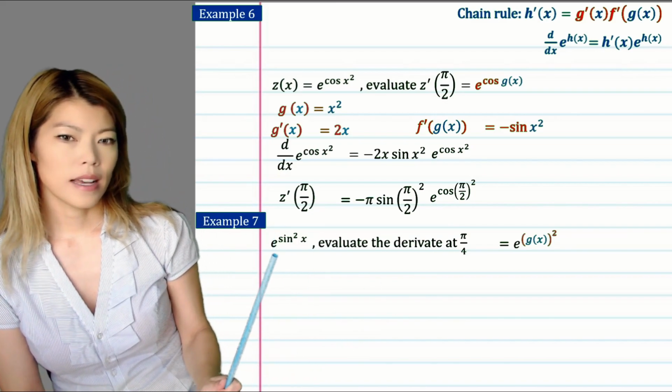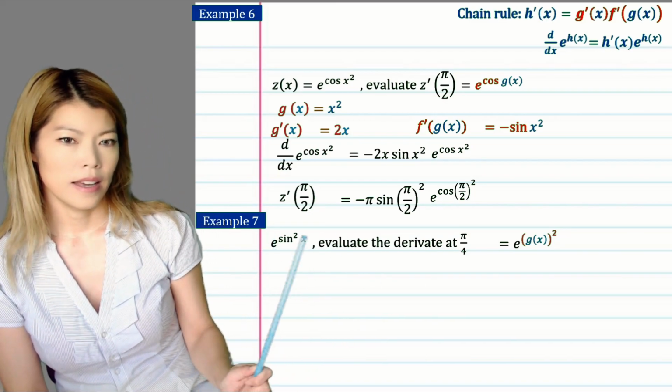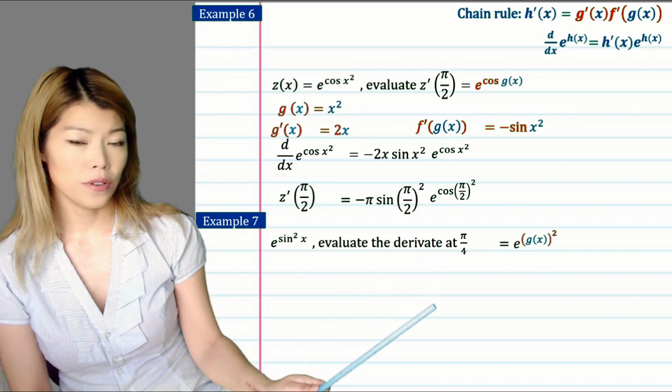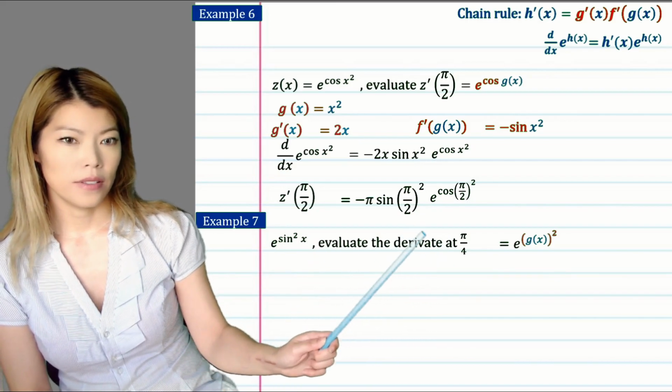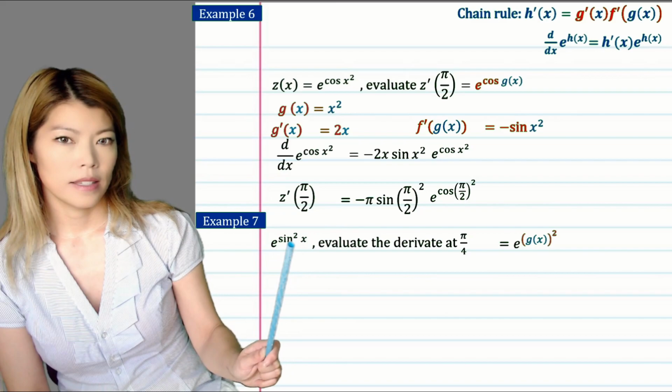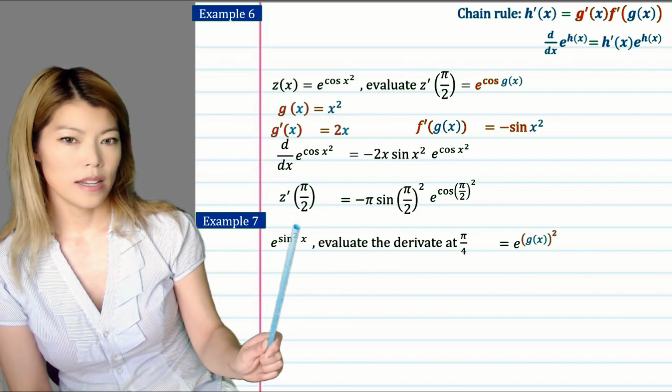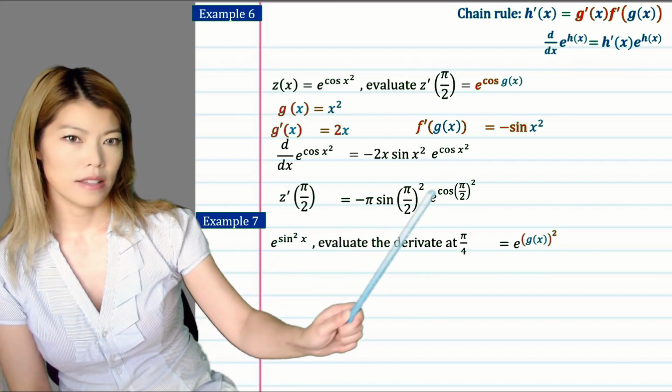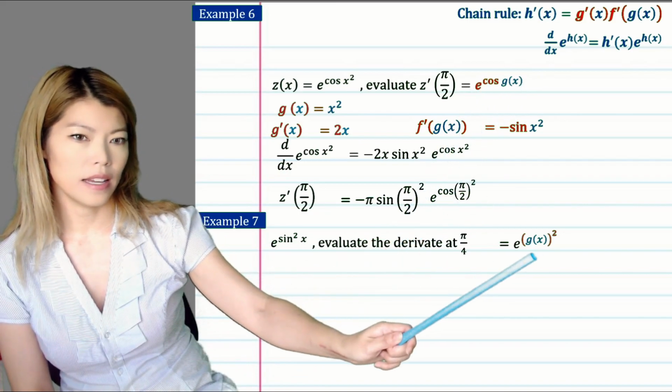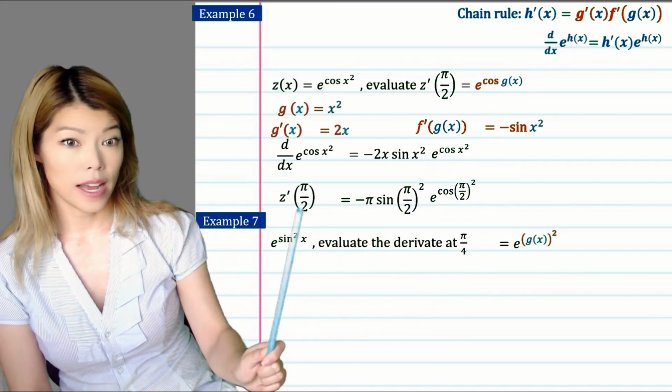What about e to the sine squared x? Now we're going to derive it at pi over 4. So here again, we have a different concept. We have e to the sine x squared. So that square is on the outside. Notice that before g of x was inside cos, and now g of x is part of sine.